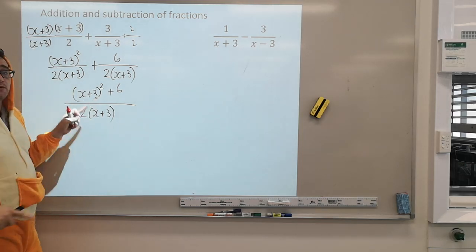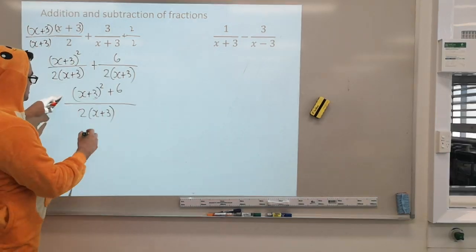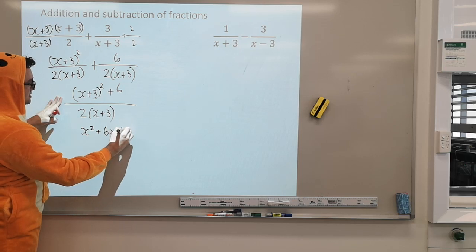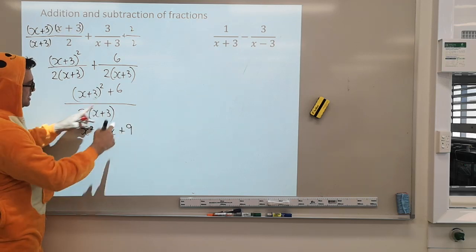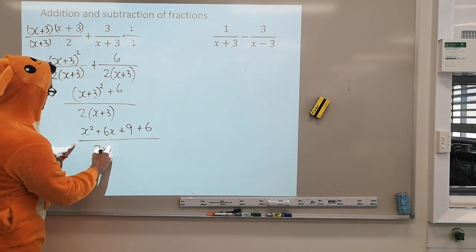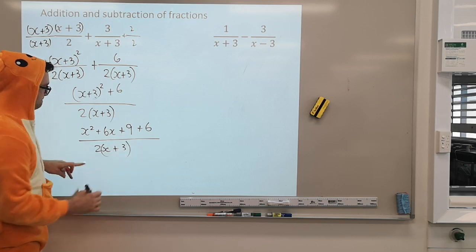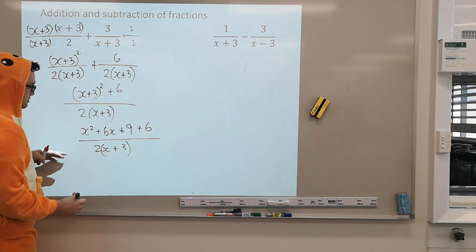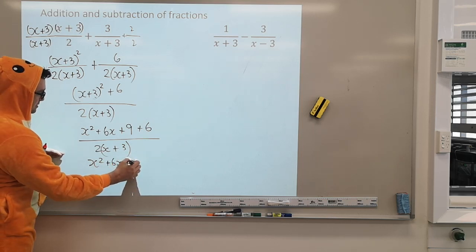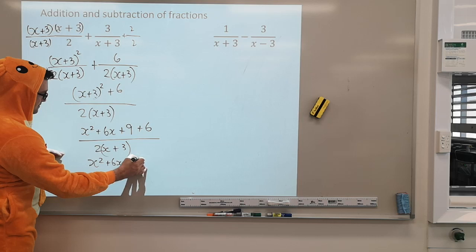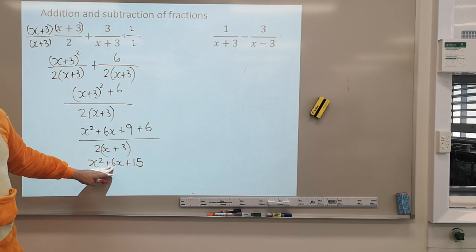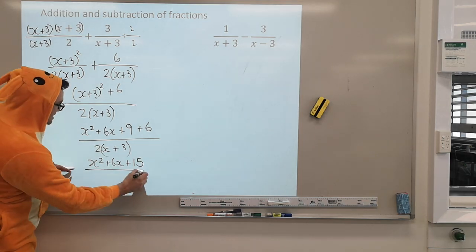So this is the perfect square, so I can just use my expansion by recognition. It's going to be x squared plus 2 times x times 3, so 6x, plus 3 squared, which is 9, and then I'm adding 6 over 2 times x plus 3. My 9 and my 6 will combine into x squared plus 6x plus 15.